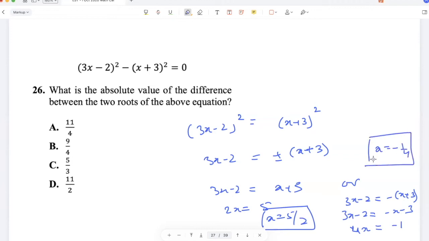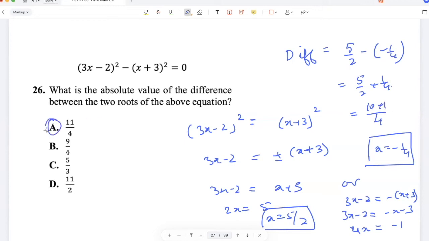That's the other root. So what is the difference between them? The difference would be 5 by 2 minus of minus 1 by 4. So 5 by 2 plus 1 by 4. 10 plus 1, so 11 by 4. Option A.